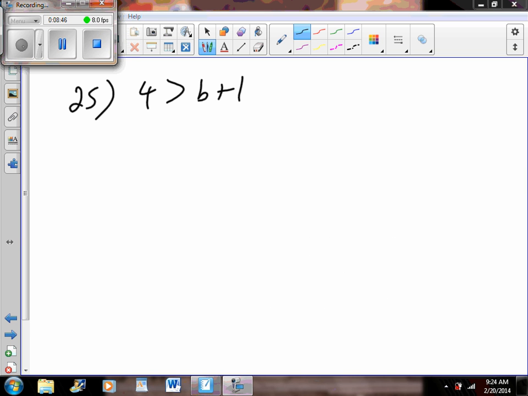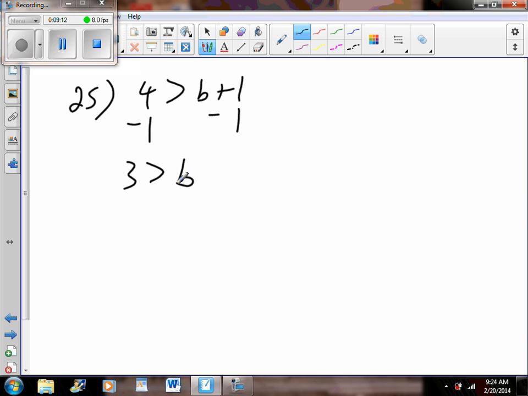Lots of problems, even more so with the inequalities. Okay, I need your attention. 4 greater than b plus 1. All right. Let's subtract 1 from both sides to get b by itself and the constant on the other. When I subtract 1, then this becomes 3 greater than b. Some of you looked at that, got confused, weren't sure what to do. Some of you exercised a little bit of wisdom here. You turned it around so you could see more appropriately what this was actually saying.